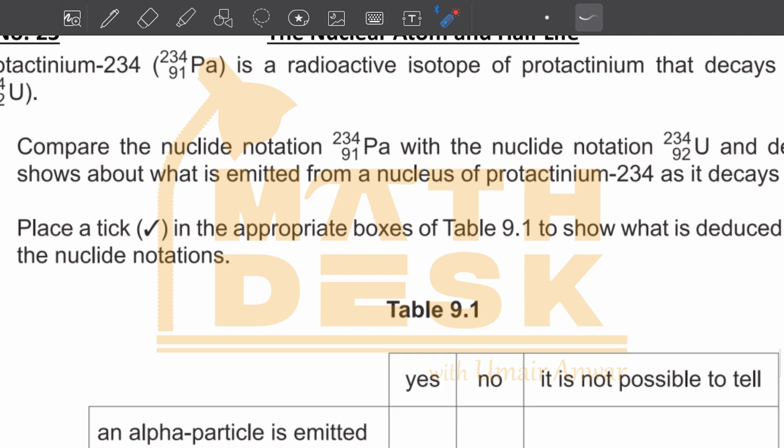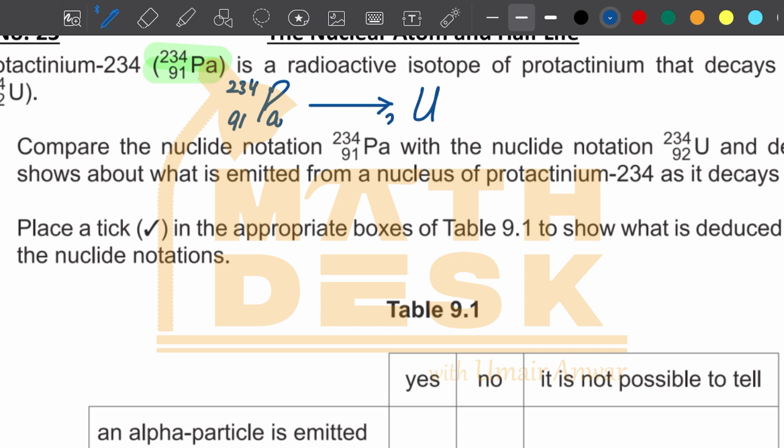Now, the nuclide notation of protactinium is 234, 91, which means that when it undergoes radioactive decay, the element formed has a proton number 92, but the nucleon number is the same. So the proton number is increasing by 1, but the nucleon number remains the same.